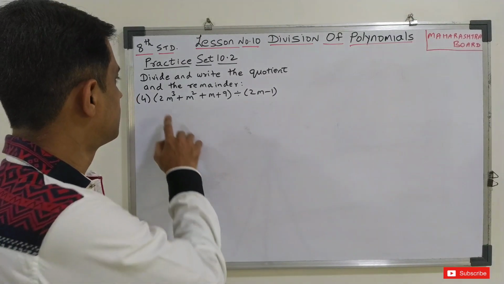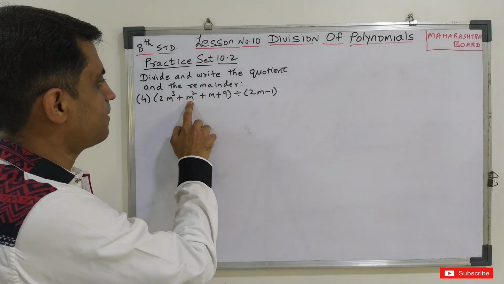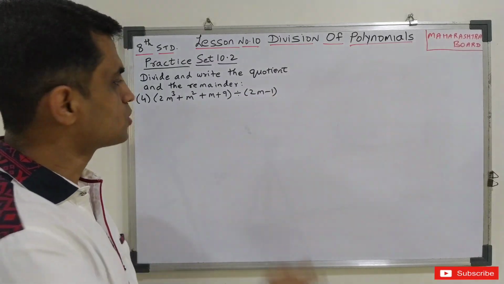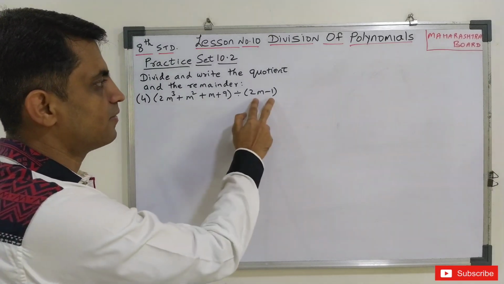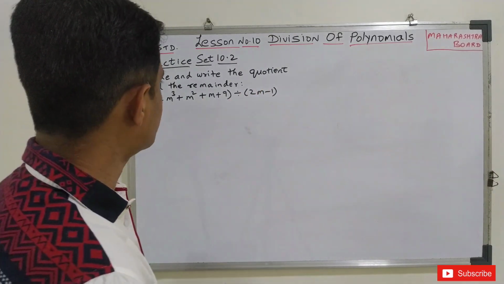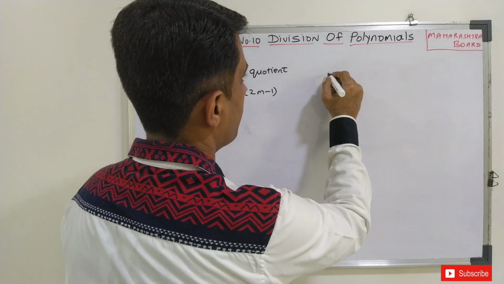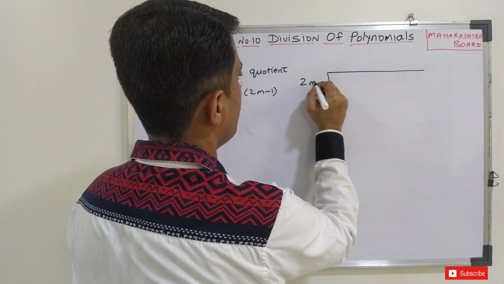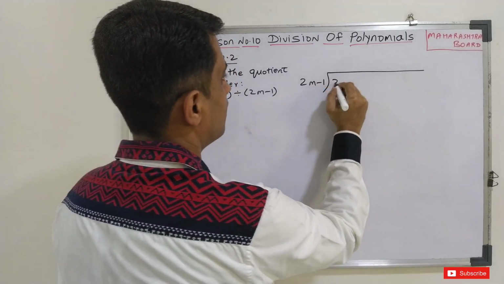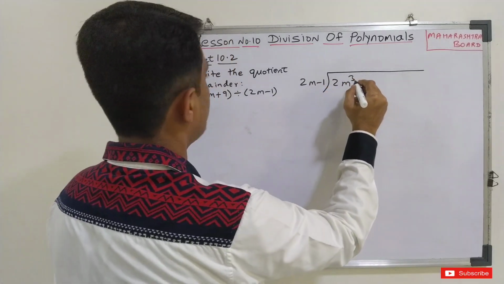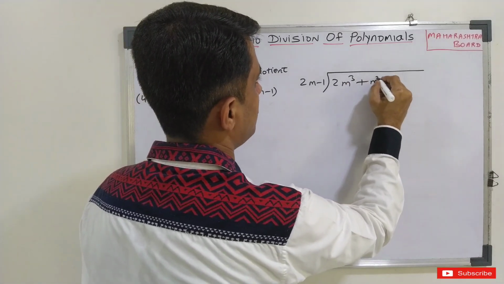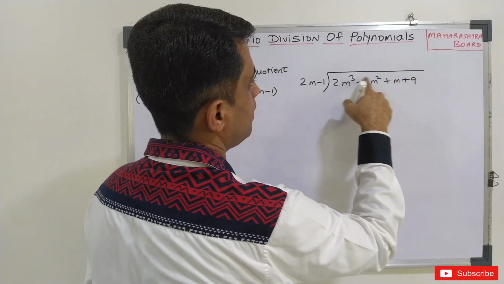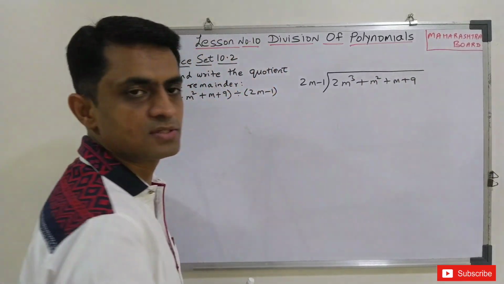Fourth sum, students: 2m cube plus m square plus m plus 9 divided by 2m minus 1. So student, this is our dividend and this is our divisor. Let us start solving the sum. Now this is your 2m minus 1, and here you will write in the decreasing power order. Decreasing order means what? 3, 2, 1 and constant.